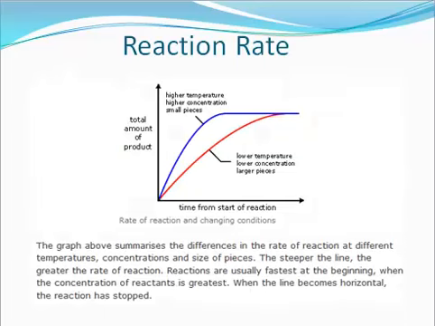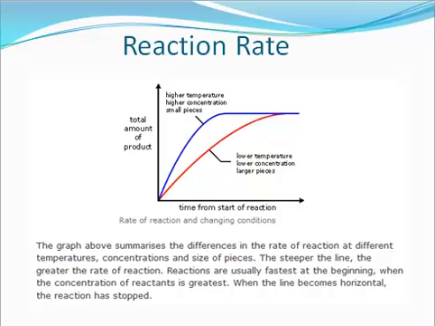When we're looking at this graph, you can see the reaction marked with a blue line. So you have two reactions here. One reaction is marked with the blue line. One reaction is marked with the red line. When you're going up, that means total amount of product, going across, time from start of reaction. So here is 0. So that's the beginning of the reaction.